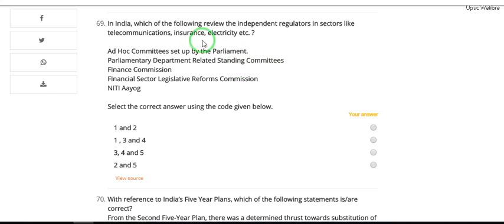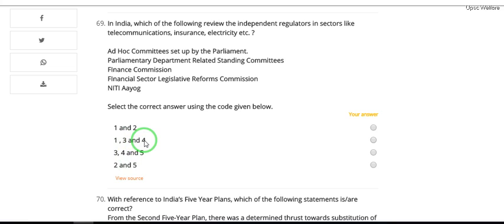Finance Commission, because insurance is coming also. So of course the Finance Commission, as well as especially the Financial Sector Legislative Reforms Commission, this can be. If we nullify the NITI Aayog, so if we eliminate the fifth option, this is gone. So 1, 3, 4, I will go with here.